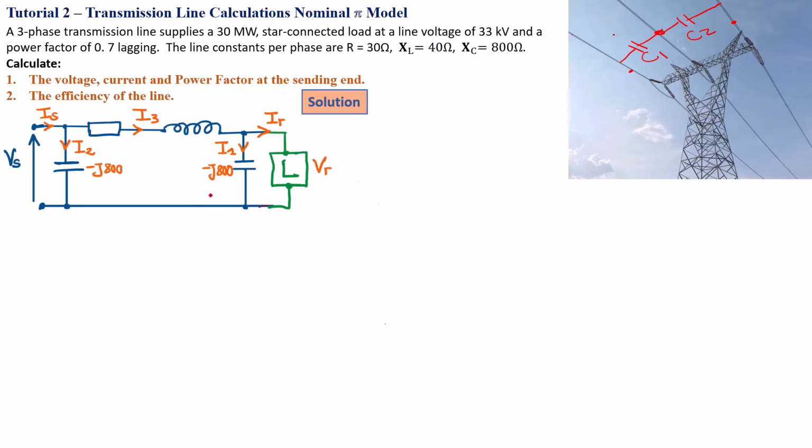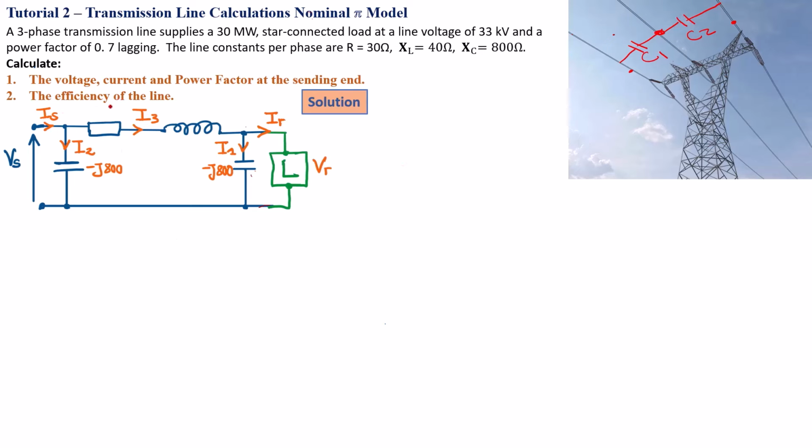Okay, here I've already simplified it for us to represent the different currents in our circuit. So we've got the sending current, and we've got the current through these capacitors. I've named it I2, and the line current I3, and we've got I1 through the receiving end capacitance, and IR, which is the current at the receiving end.